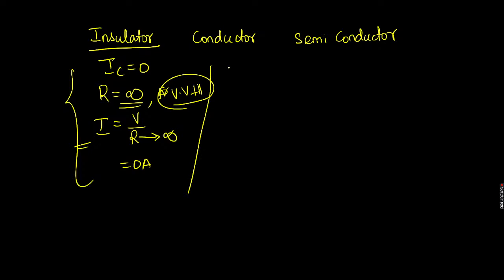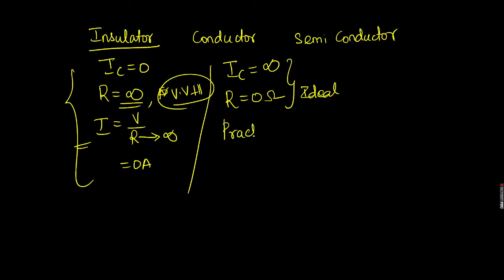When we go for a conductor, ideally, a conductor will carry an infinite amount of current and the resistance offered by the conductor will become 0 ohm. That is ideal, actually, not general. This is the ideal case. When we go for a practical circuit, what will happen?